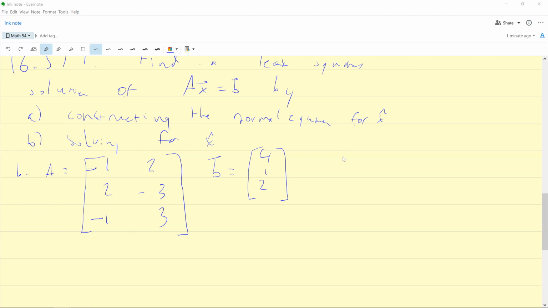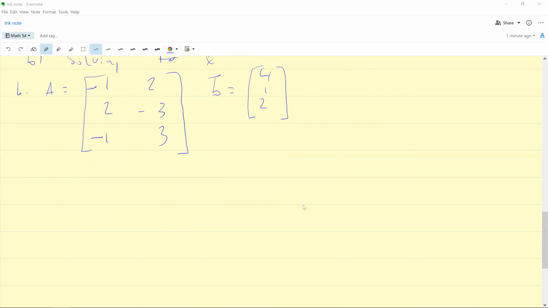Do you guys need more time or are you all right? All right, cool. So what do the normal equations look like? That'd be A transpose A times x equals A transpose b. So we're going to need to compute this matrix here and this vector here, right? So what did you guys get for A transpose A?